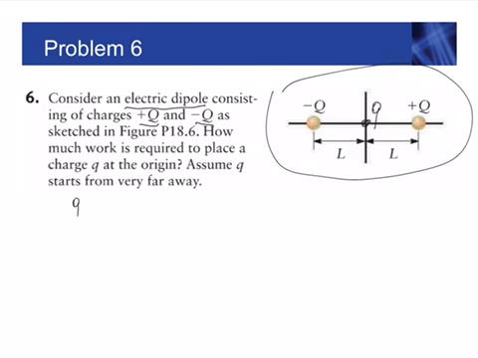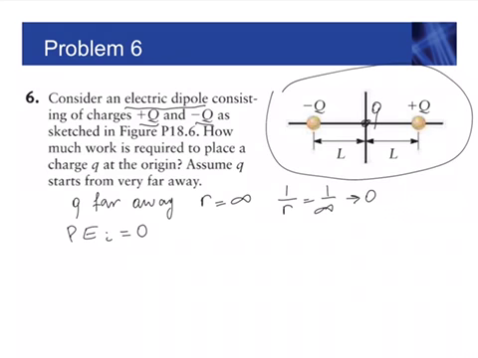Initially, q was far away. What does it mean? That means R is equal to infinity. That means if we divide something by R, where R is infinity, that is practically 0. That means that the initial potential energy was 0. Now, let's find the final potential energy.